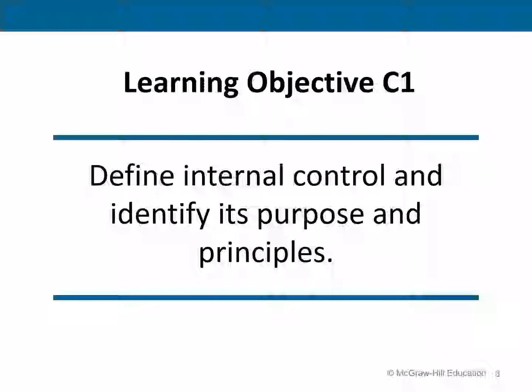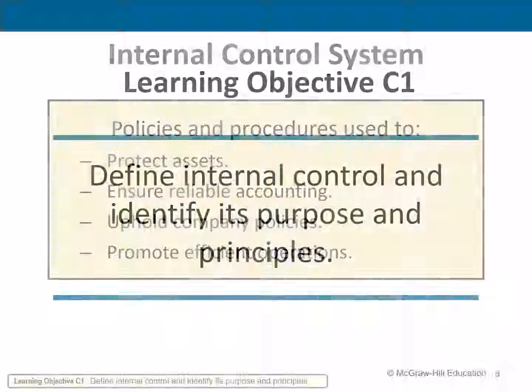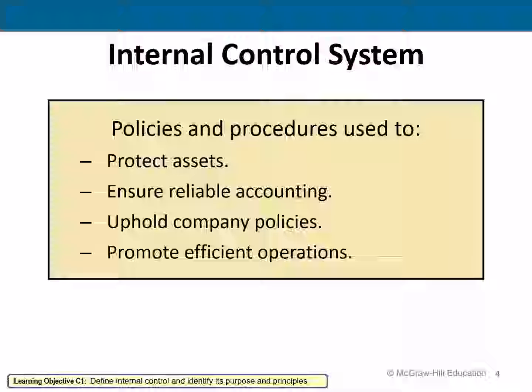All right, so defining internal control and identifying its purpose. Internal control is basically policies and procedures that are used to protect the assets of the organization, to ensure reliable accounting, to make sure the company policies are upheld, and to promote efficient operations.